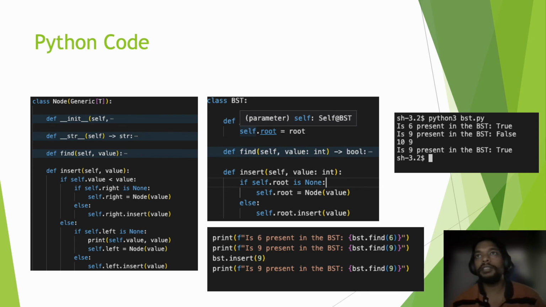For the BST, this is how it's done. The first case is that we are checking if the root exists or not. If the root is none, then we will create it as the root node. Otherwise, we will go through the root node to insert the value. And this is how it's done.